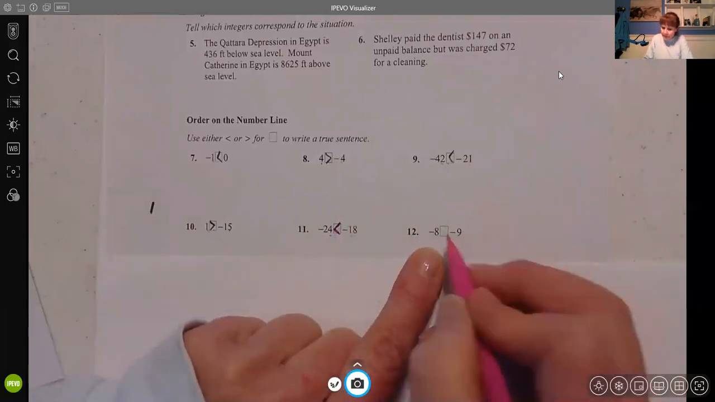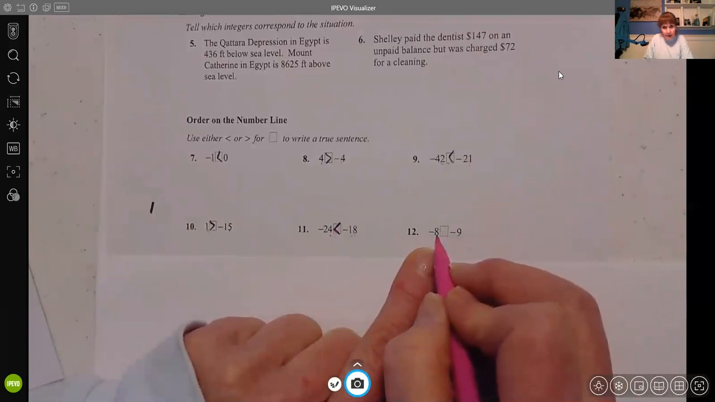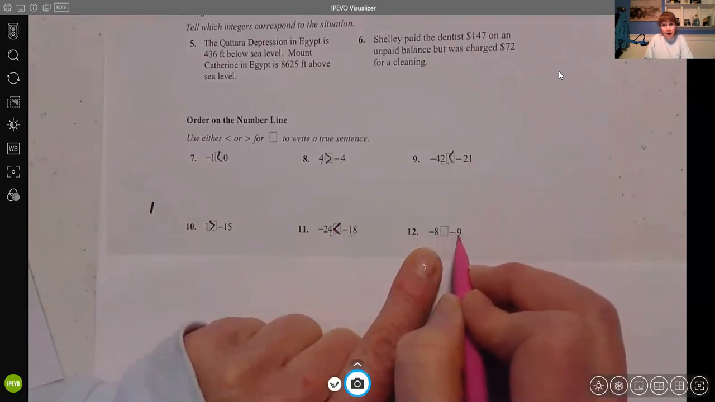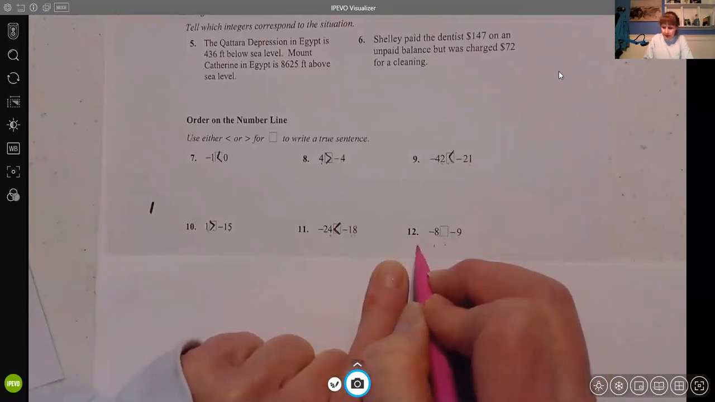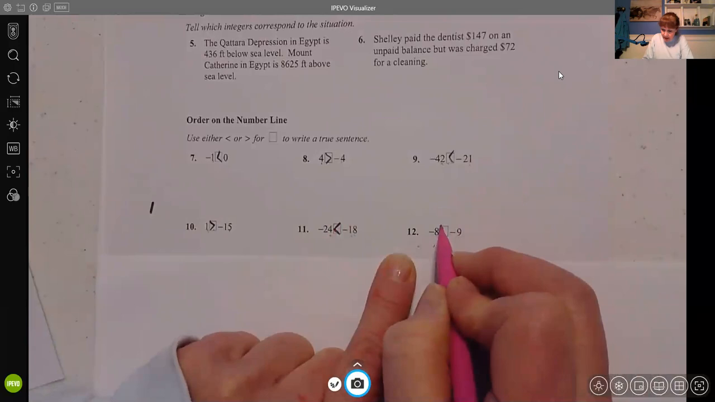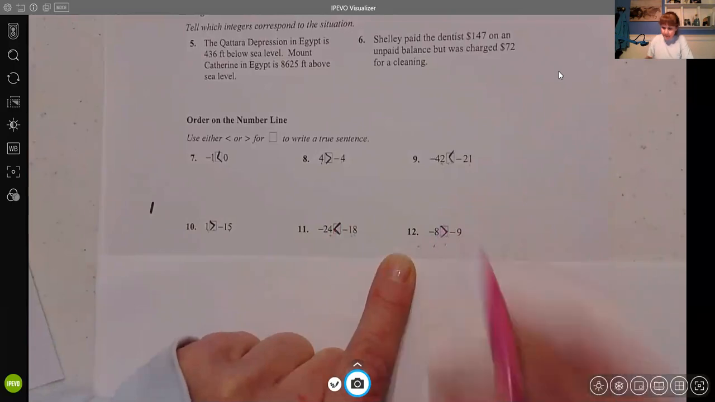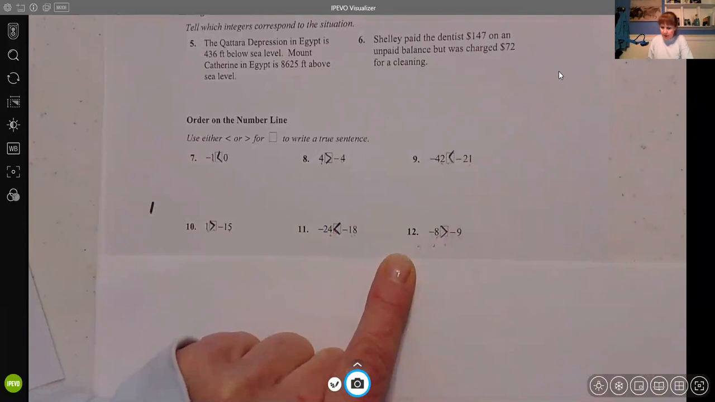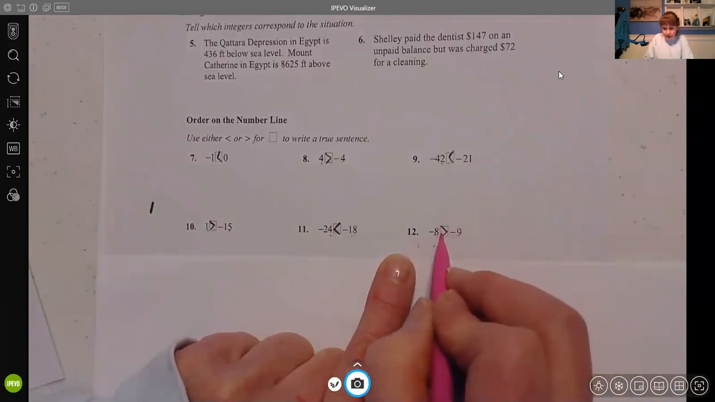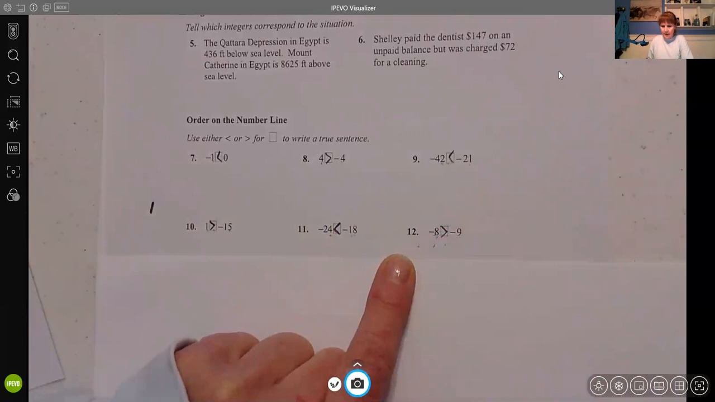Okay, last one. Negative 8 is to the right of a negative 9 on the number line. So you go negative 8, negative 9, negative 10. Because it's to the right, it's larger. Since negative 8 is to the right on a number line, it's larger. So negative 8 is greater than a negative 9.